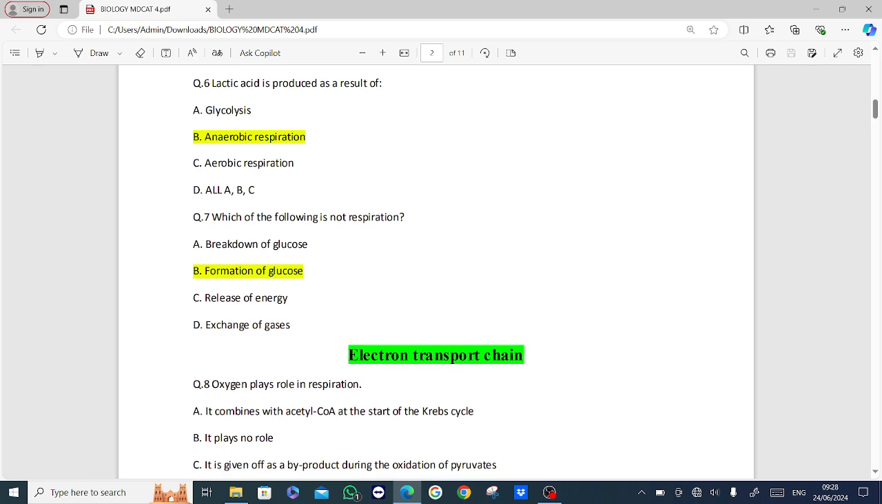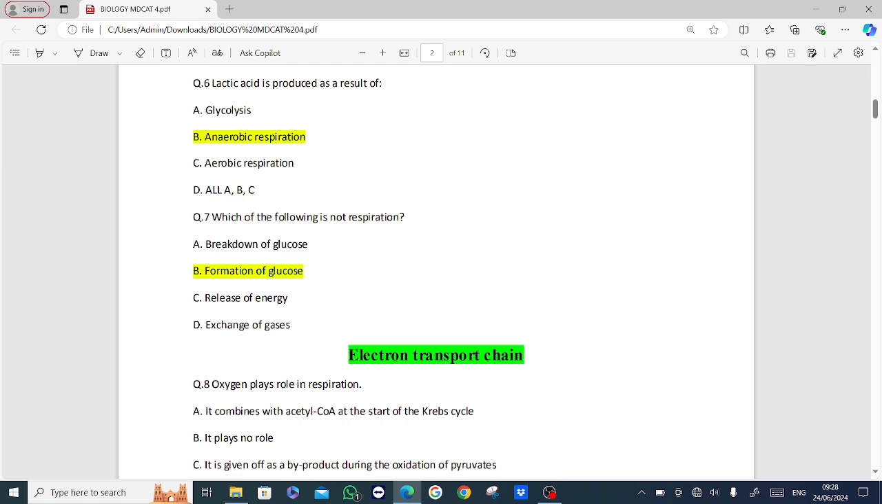Next MCQ is: lactic acid is produced as a result of. Options are glycolysis, anaerobic respiration, aerobic respiration, all ABC. Answer is option B, anaerobic respiration.